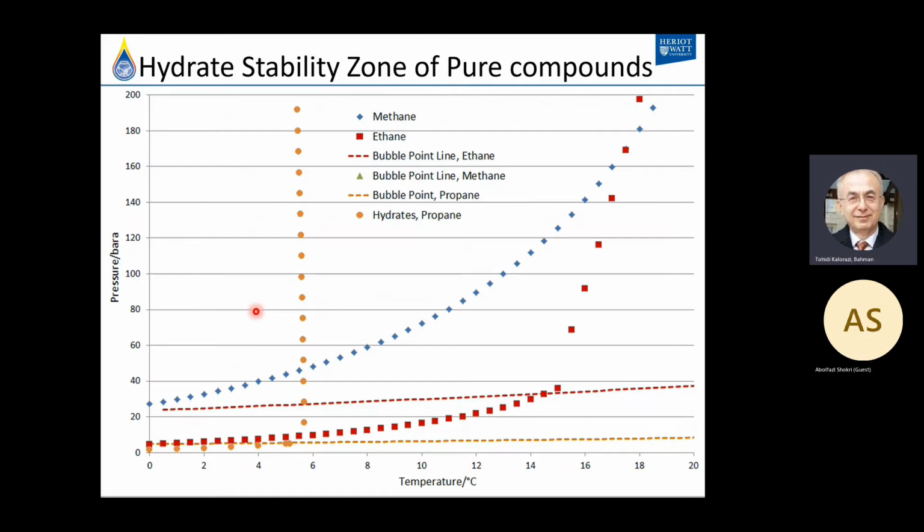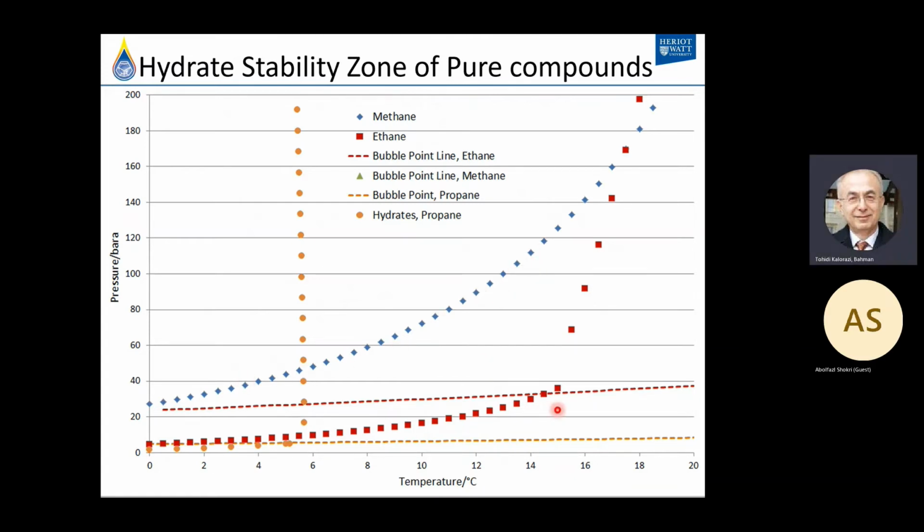So here you can see this is for H2S. You see that there is a sharp increase in the slope. And this one is for ethane, a straight line, and then a sharp increase. And this is for methane.